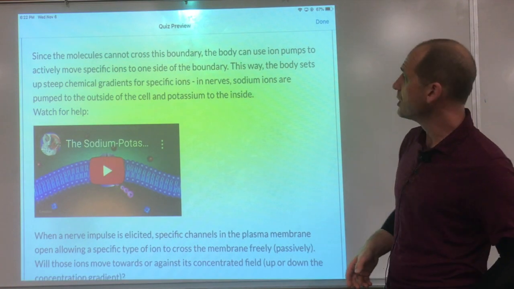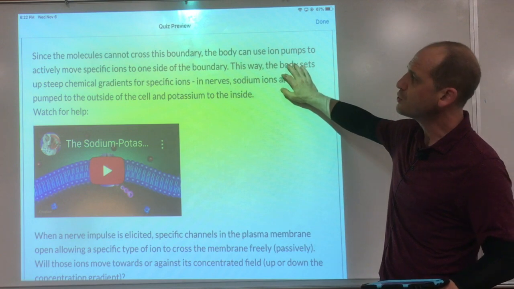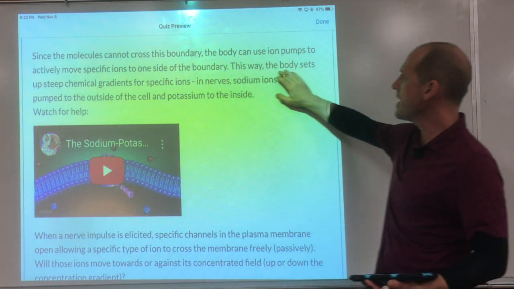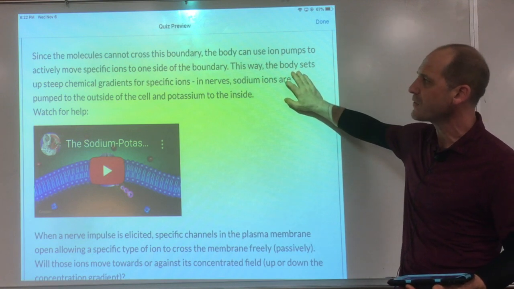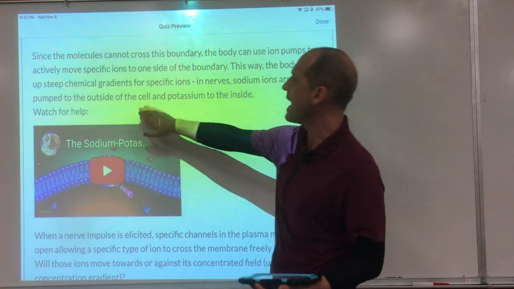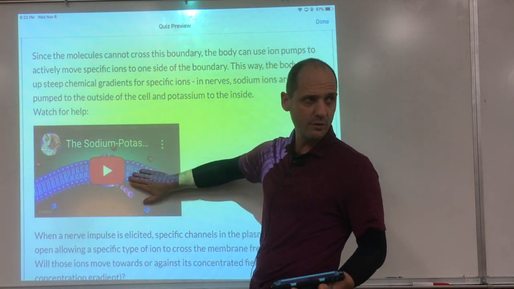Since the molecules cannot cross this boundary, the body can use ion pumps to actively move specific ions to one side of the boundary. This way, the body sets up a steep chemical gradient for ions in nerves. So the sodium ions are pumped to the outside and the potassium to the inside. Did you watch that? Did that help? Good.